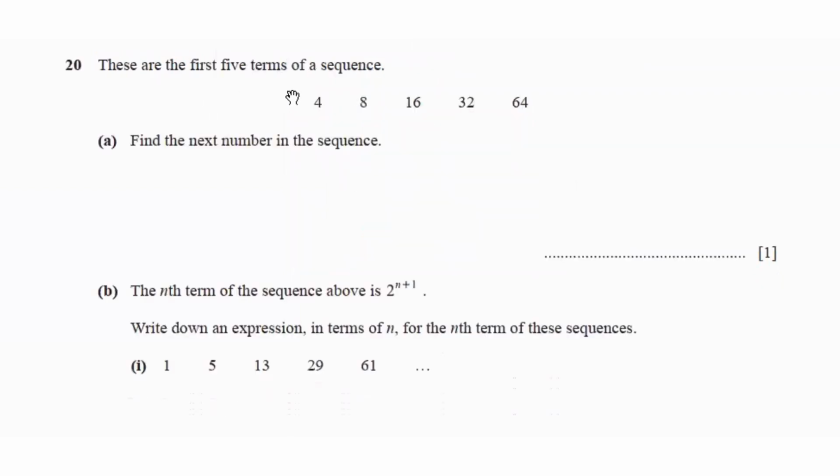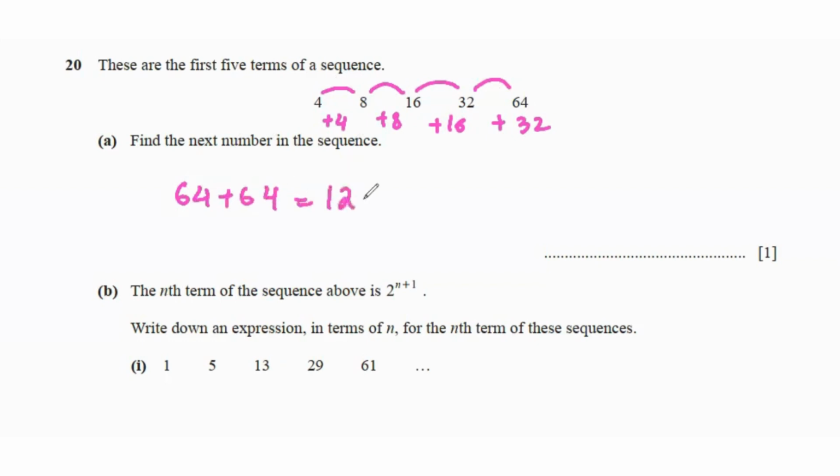These are the first 5 terms of a sequence: 4, 8, 16, 32, and 64. Find the next number in the sequence. So let's see if there's a common difference between these. So we're adding 4 over here. Then we're adding 8. Then we're adding 16. So as you can see, we're adding each consecutive term. So 64 plus 64 would give us the next term, which is going to be 128.